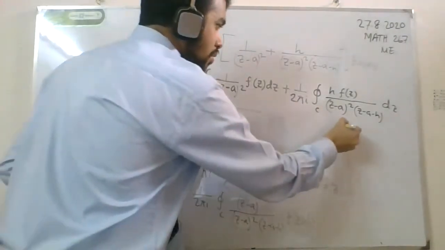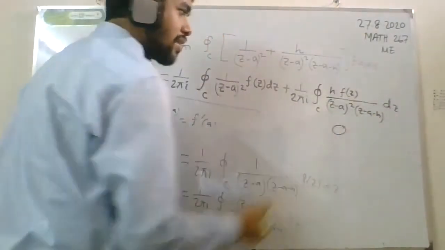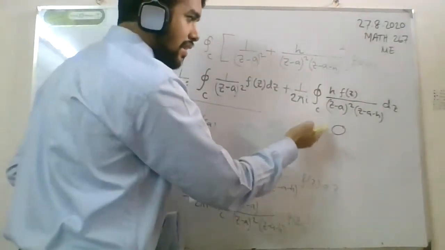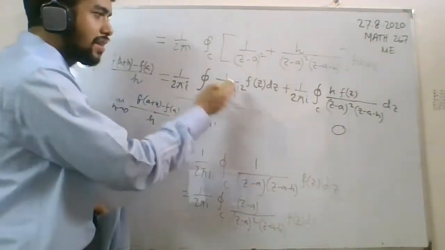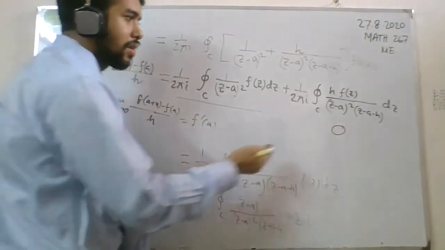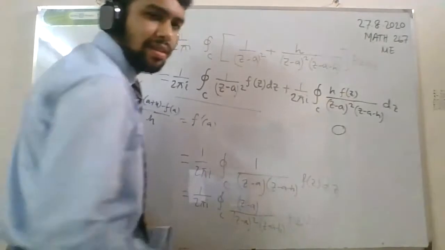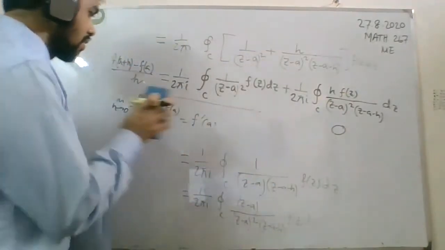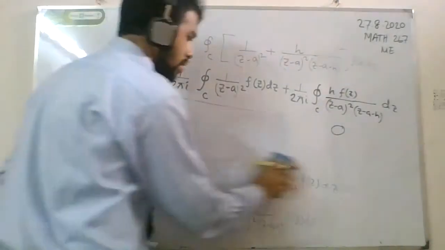If you remove this thing or turn these things into zero, you can easily find your first derivative, the Cauchy integral formula. So our main target is to make it zero, or tend to zero.